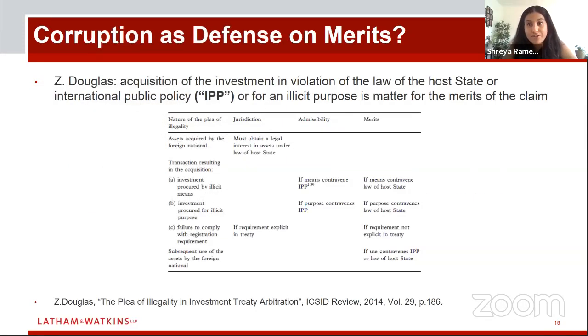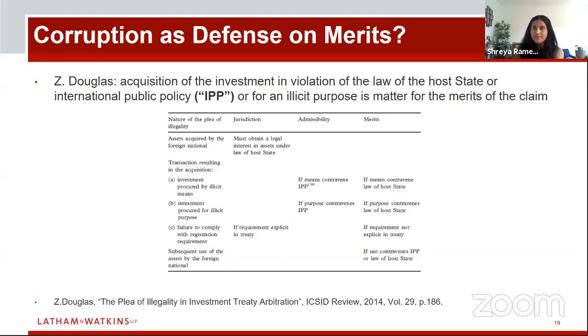For those of you who are interested in this issue and would like to explore it a bit more, it's going to be very useful to review some of the pieces by Professor Douglas on the issue of the plea of illegality in investment arbitration. And this is a table that he includes in that piece, which is extracted here on the slide.